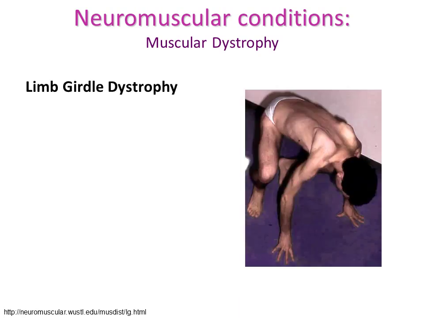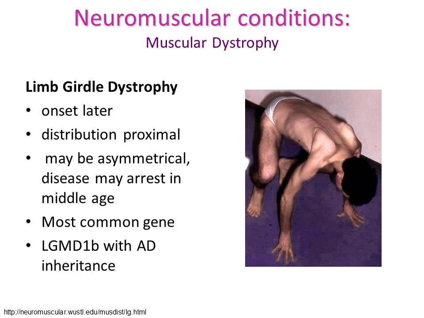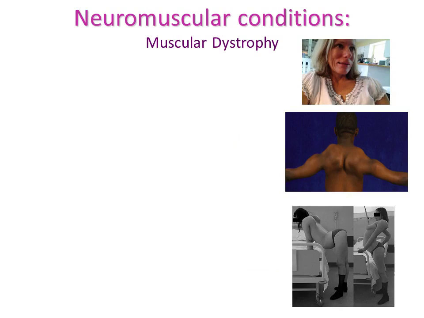This is somebody with limb-girdle dystrophy. It's a later onset, often with proximal distribution. You can see in the diagram the very winging scapulae. Often they get a lot of gluteal weakness as well. Hip extension is very weak. It may be asymmetrical, and disease may arrest in middle age, and it is quite a common gene. And limb-girdle muscular dystrophy type 1B is a type that has autosomal dominant inheritance.